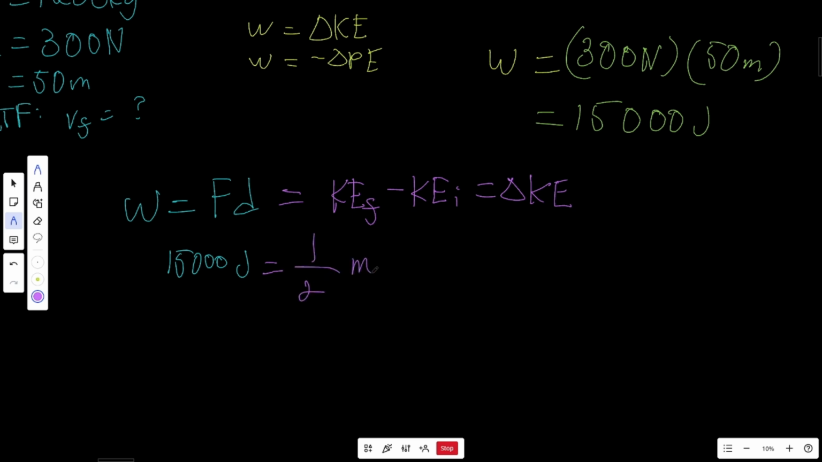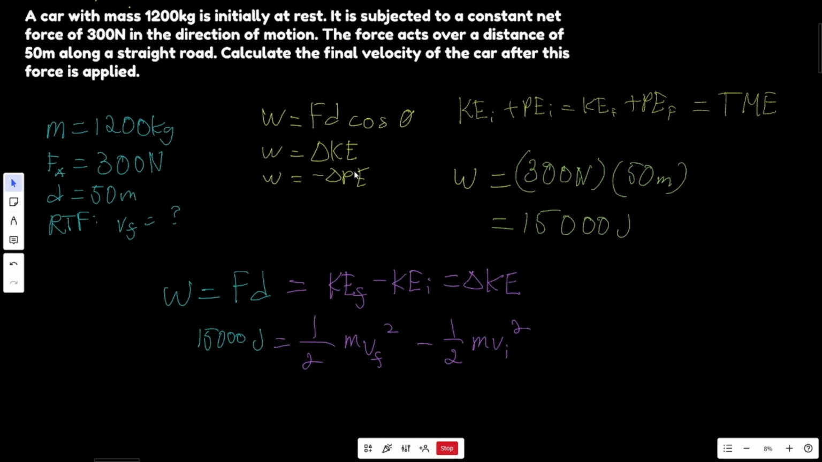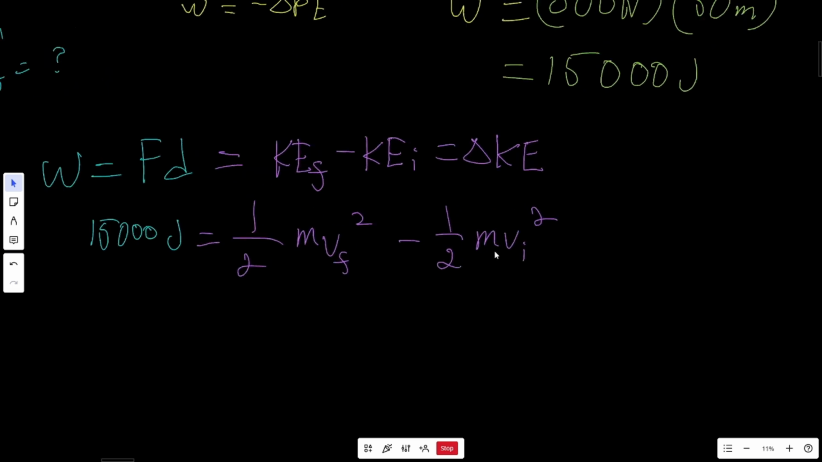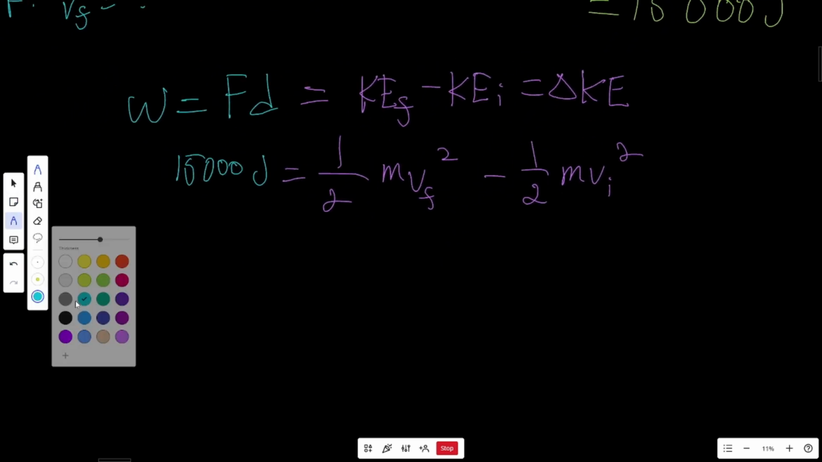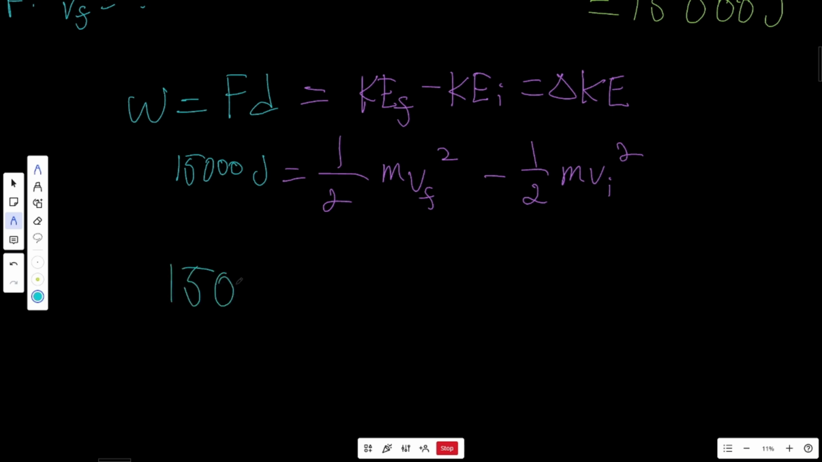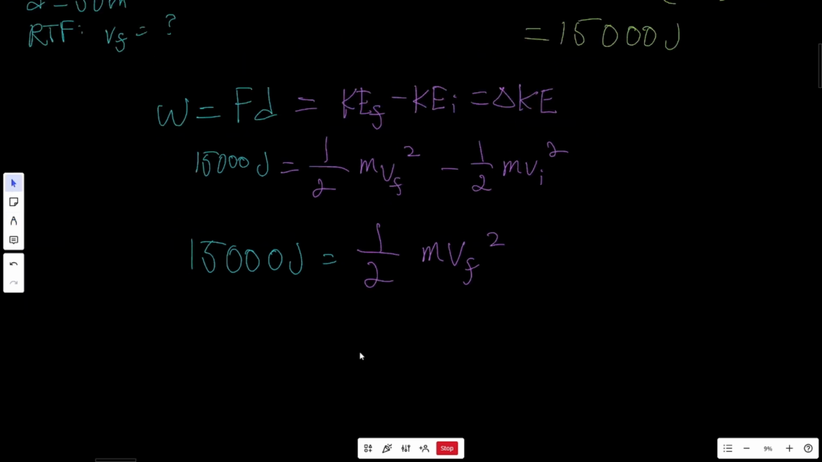And the right side should be equal to 1/2 mvf squared minus 1/2 mvi squared. We're not gonna put this anymore. So we know also that according to the question, the object is initially at rest. So mvi squared is just gonna equal 0. So now essentially our working equation is just 15,000 joules is equal to 1/2 mvf squared.